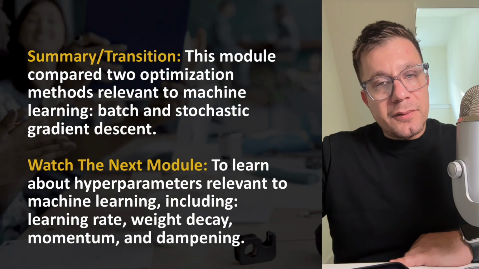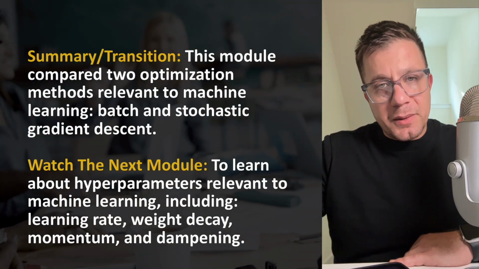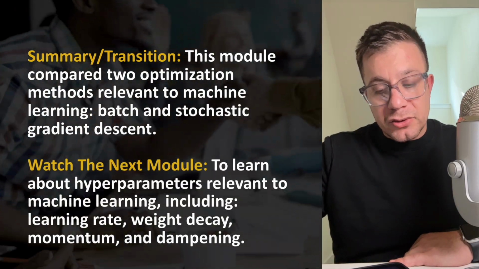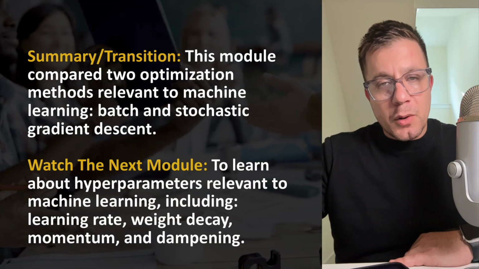So that marks the end of this module that compared two optimization methods relevant to machine learning. Specifically, we discussed batch and stochastic gradient descent. Please watch the next module to learn more about certain hyperparameters relevant to machine learning, including the learning rate, weight decay, momentum, and dampening.